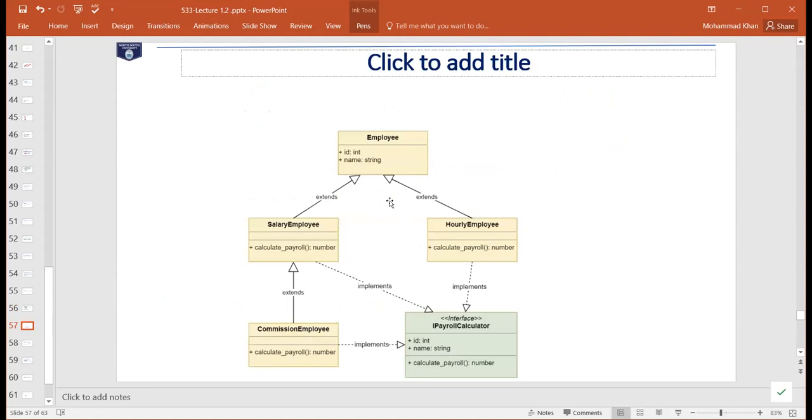Now this is a class diagram, another homework for you to translate it to Python code so that you can practice the object-oriented programming concept with Python.